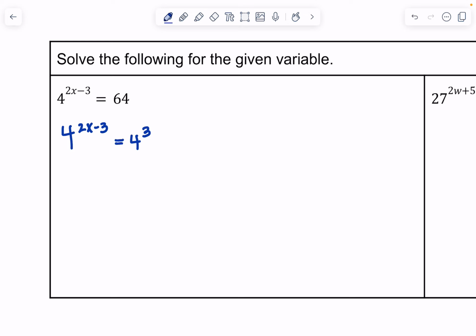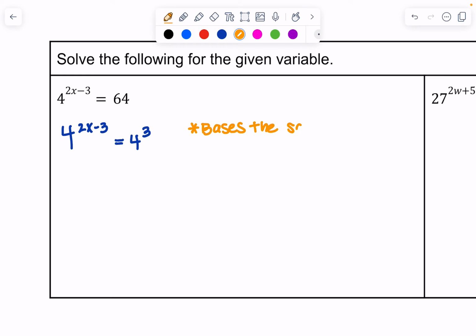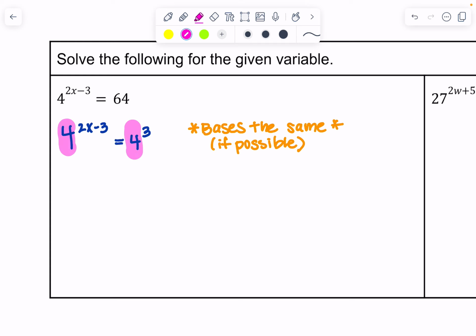And off to the side, I'm just going to make a note that we want the bases the same, if possible. I'm not sure if it's this video or a different video, but yeah, it is this video. There is a time where they will not be the same. Okay, so now by the equivalence property, since we both have a base 4 and 4, we can set the exponents equal to each other. So now our problem becomes 2x minus 3 is equal to 3.